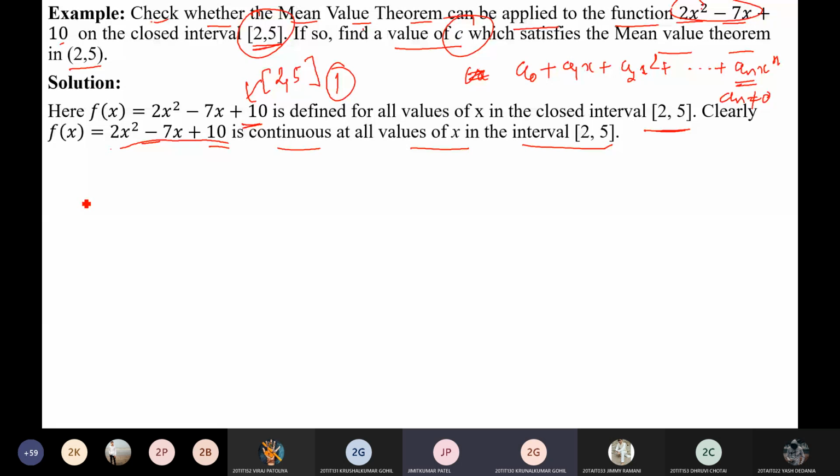Quadratic polynomial. Okay, 2x square minus 7x plus 10 is a quadratic equation, it is continuous, so that's why it is continuous on the closed interval 2 to 5.